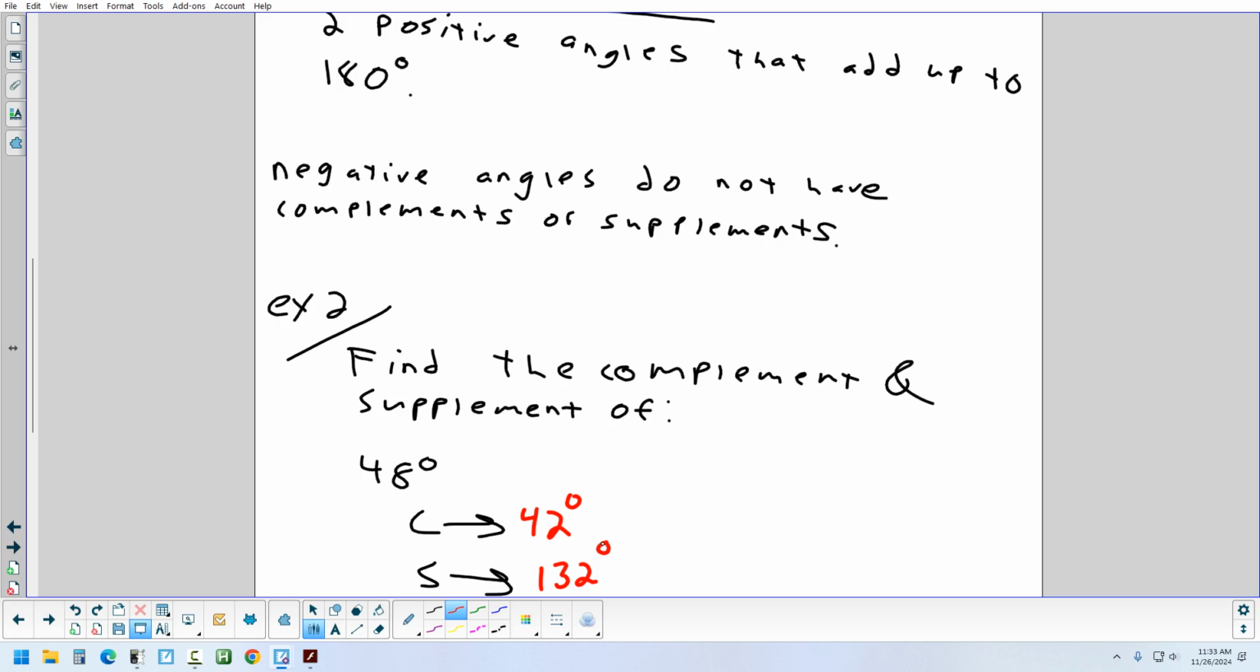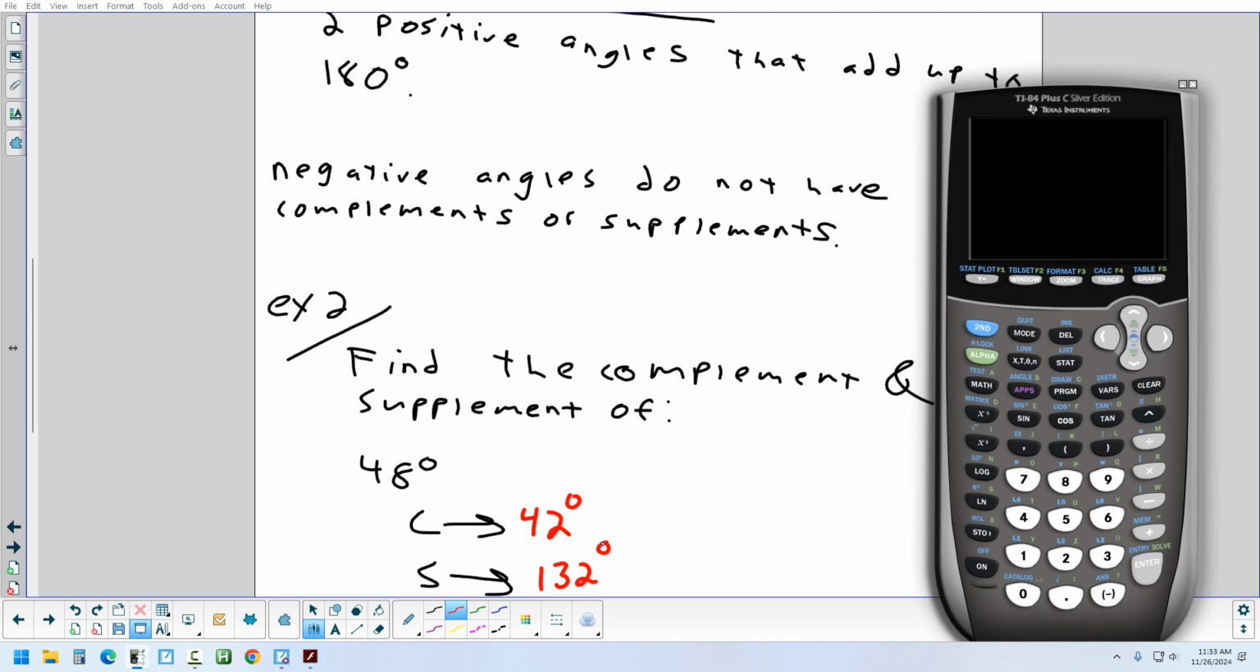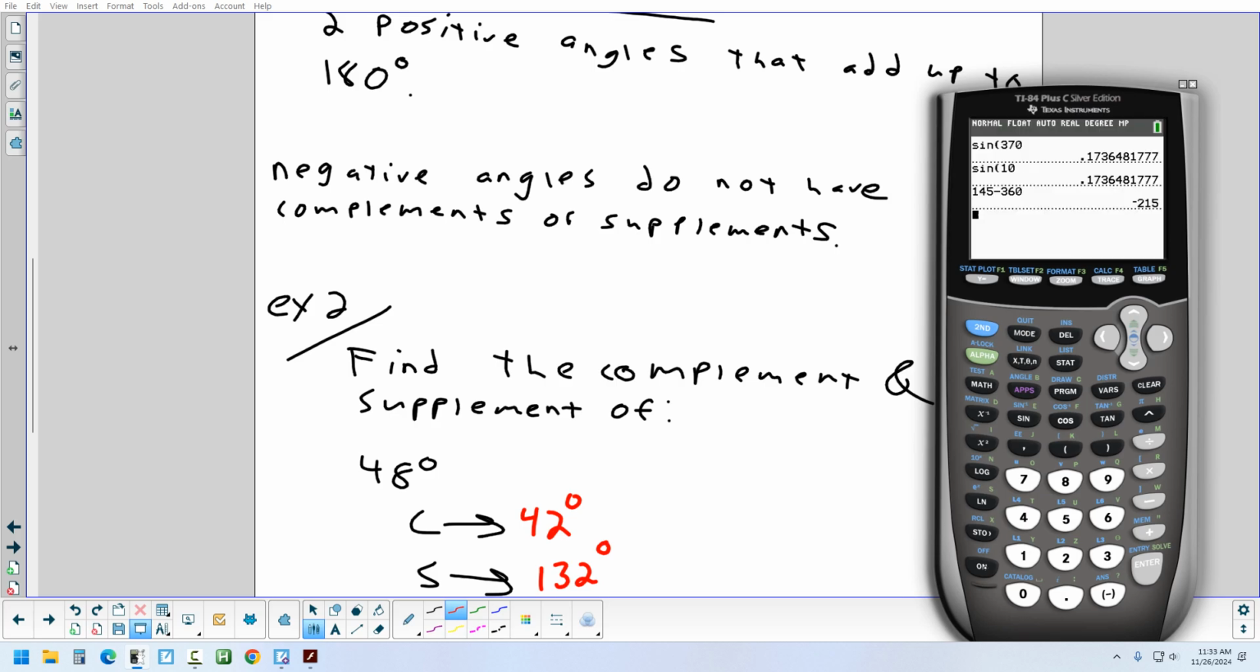Did you do the supplement of 48 or 42? The supplement of, well, let's double check it. Let's take 48 and 132 and add them up. If they add up to 180, then we did it right. Yep.